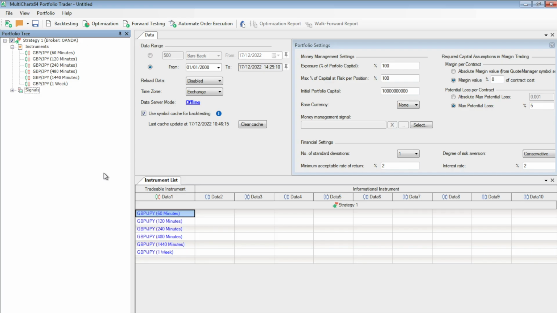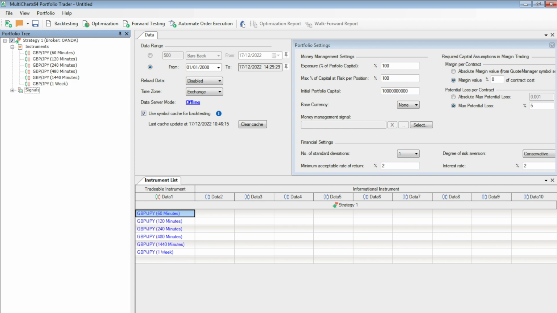Let's go and test out these other timeframes using MultiCharts Portfolio Trader. Here we are in the Portfolio Trader, and you can see that we've got the 6 timeframes down here: 60 minute, 120, 240, 480, 1440 or daily time frame, and weekly time frame. And we're going to test all of those with that exact same strategy.